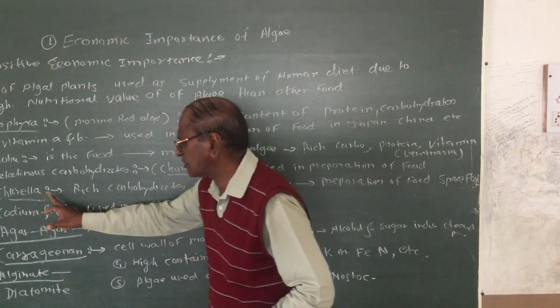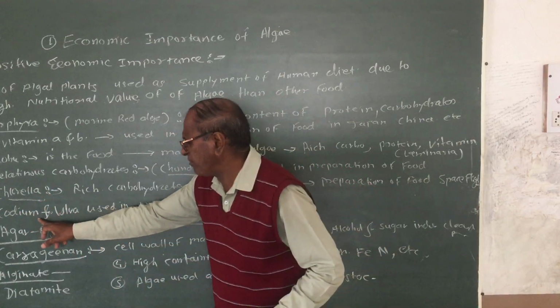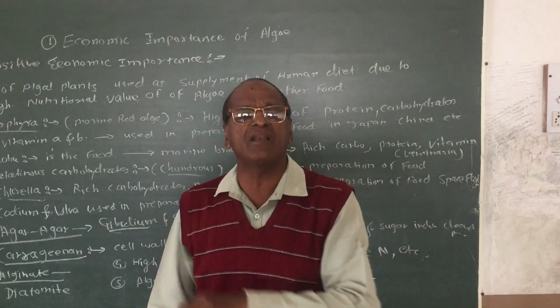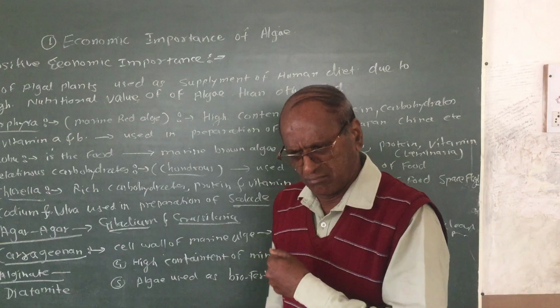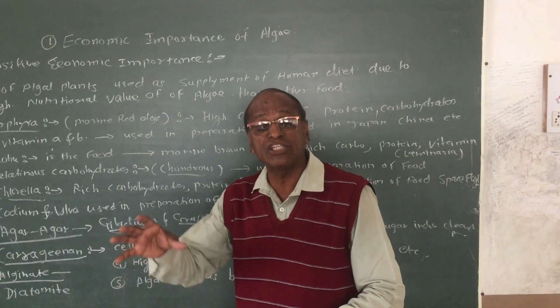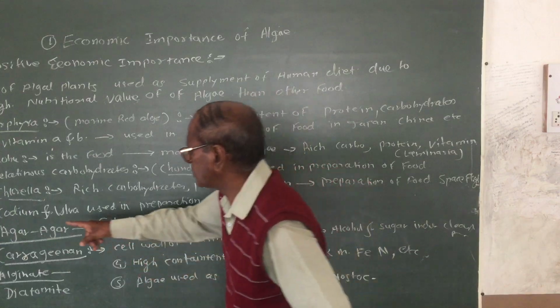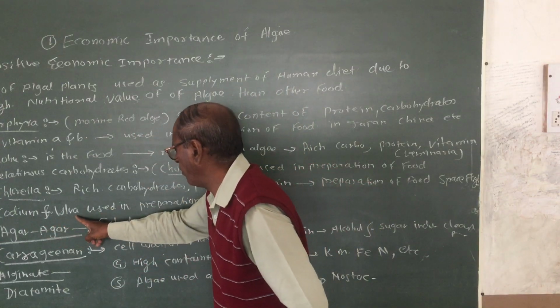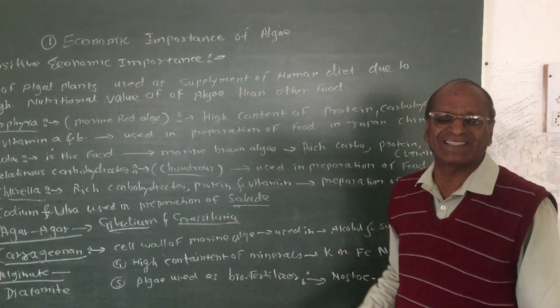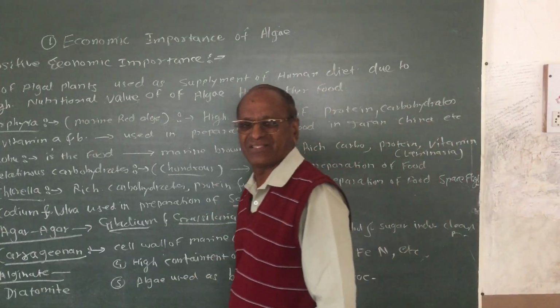Rather than this chlorella, codium and ulva are other green marine algal plants. They may grow vigorously on the seashore. This codium and ulva may be used in the preparation of salads in Japan and France.